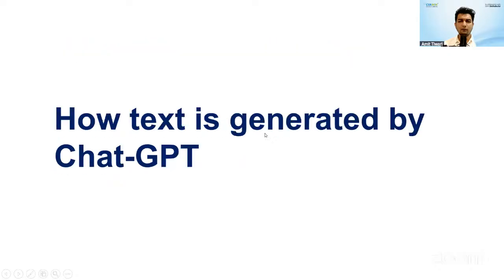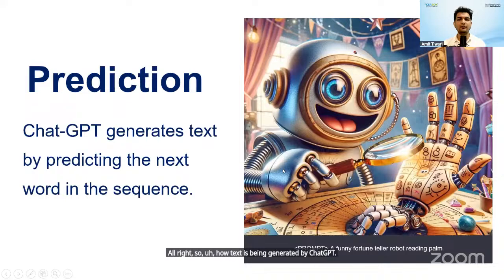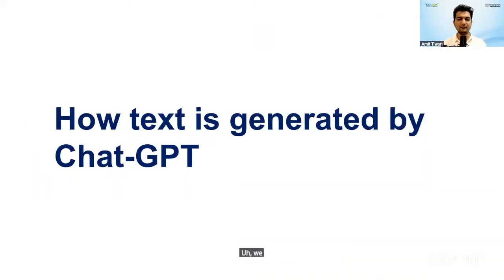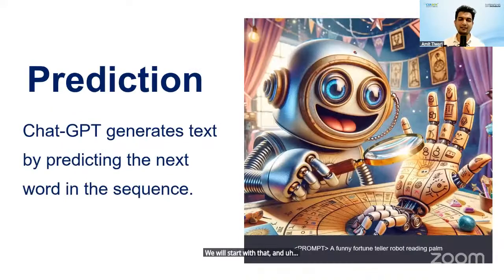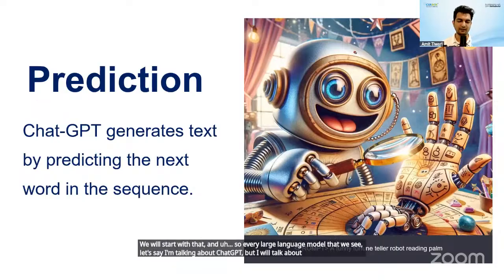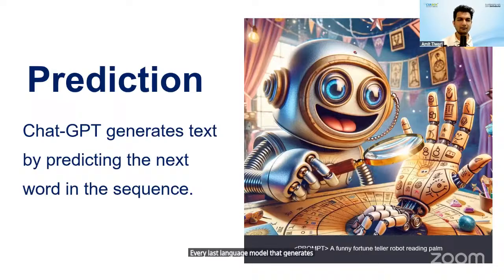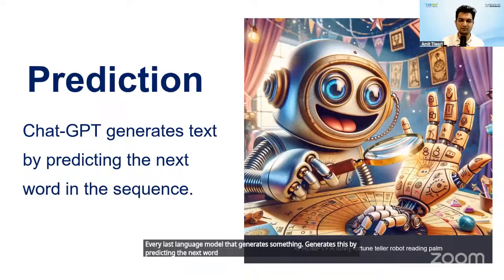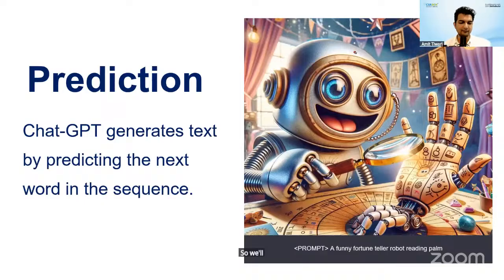All right. So how is text being generated by ChatGPT? We will start with that. Every large language model that we see, let's say I'm talking about ChatGPT, but I will talk about large language models in general. Every large language model that generates something generates it by predicting the next word in the sequence. We'll see that in a while.